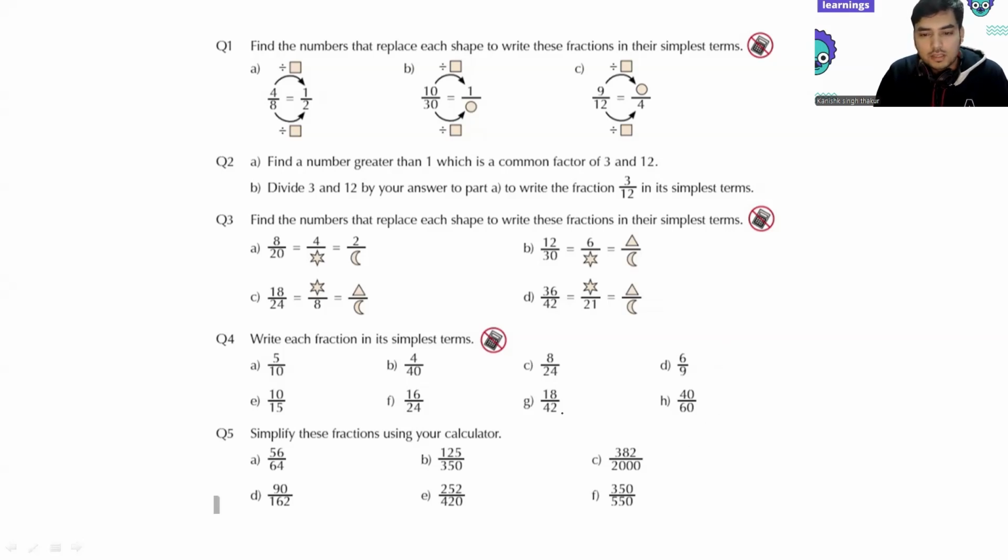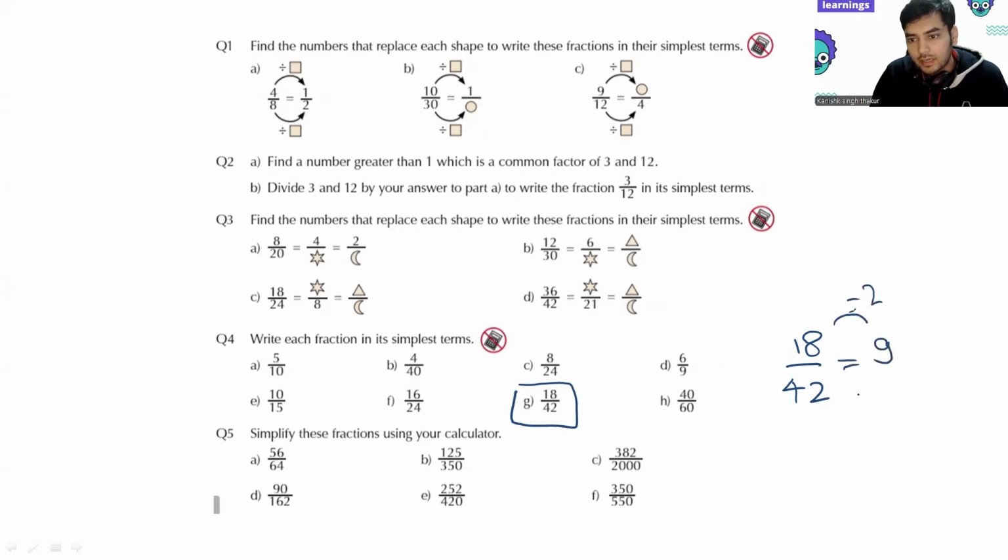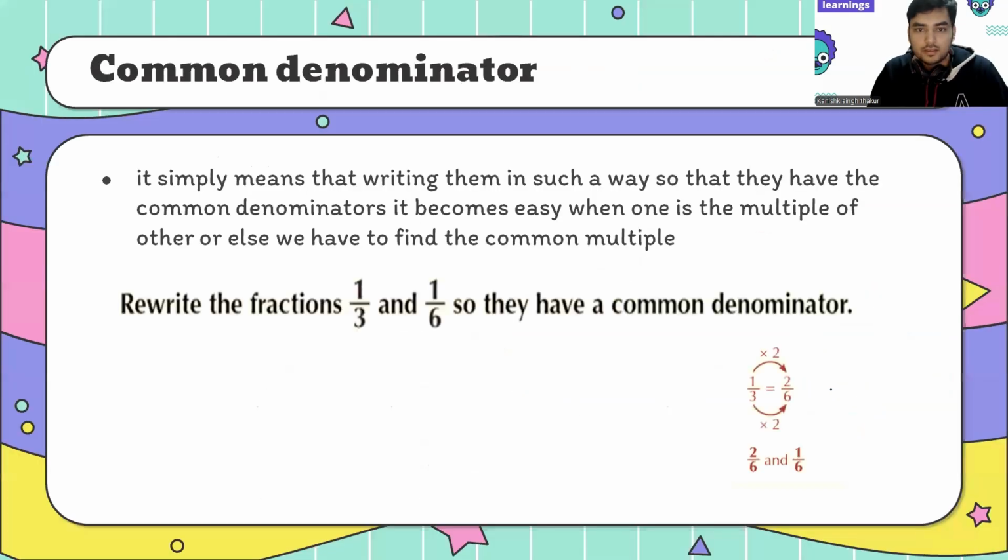Let's try one more example. Suppose I have 18 over 42. Both are again even numbers, so I divide 18 by 2 to get 9, and 42 by 2 to get 21. Now I can see 3 as a common factor, so this would be 3 over 7. Like that I can do.